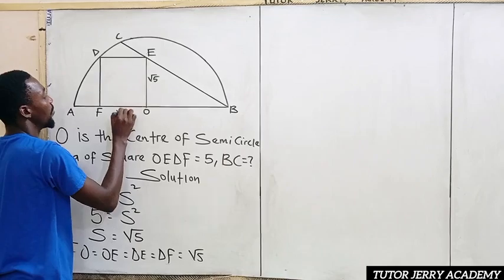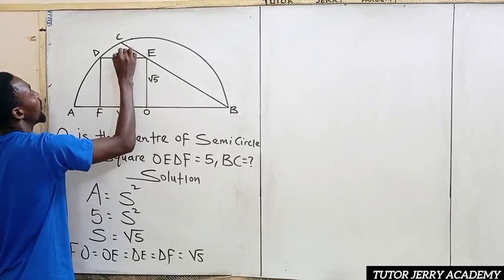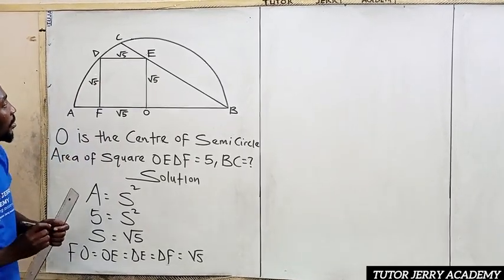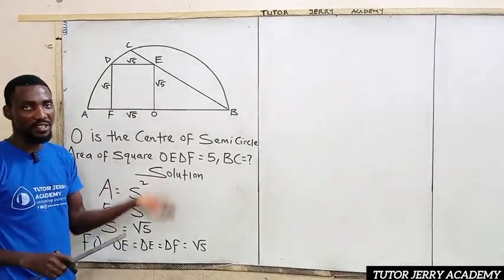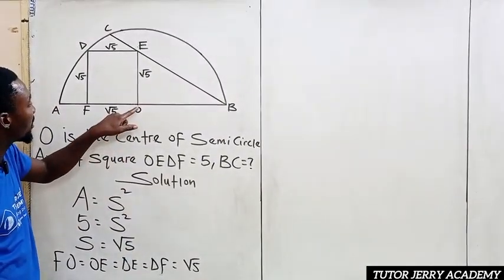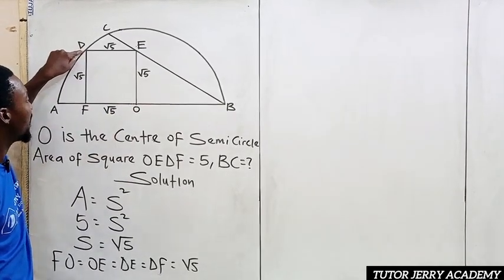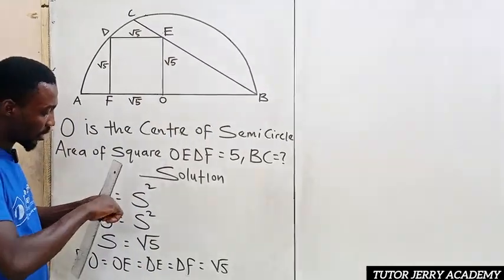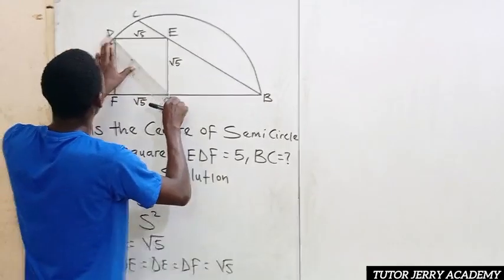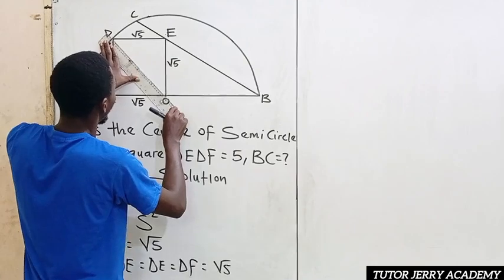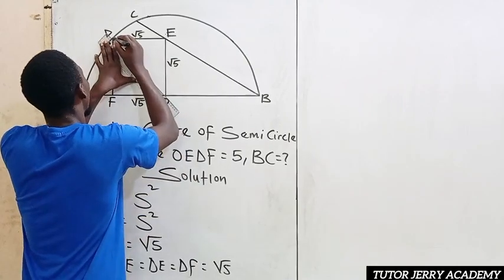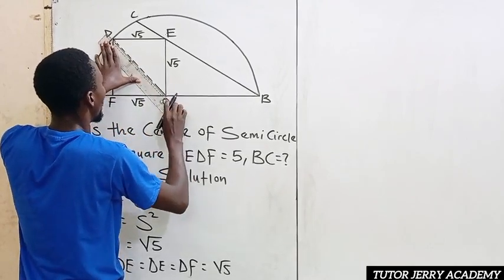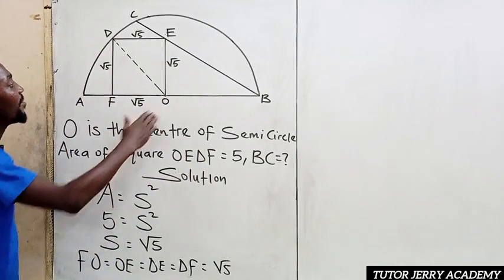So let's take this side as root 5, this side too is root 5, this side too is root 5, and this side too is root 5. Now, don't forget, every semicircle or circle has a radius. If I join this center point to this point D here, I'm going to have the radius of this semicircle. So let's quickly do that. If we join this point with this point, we have a radius.